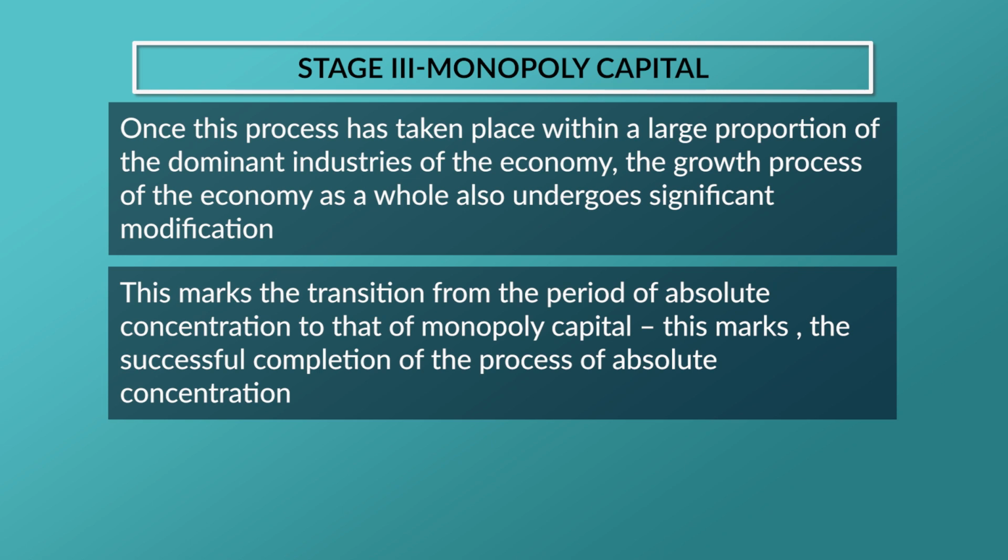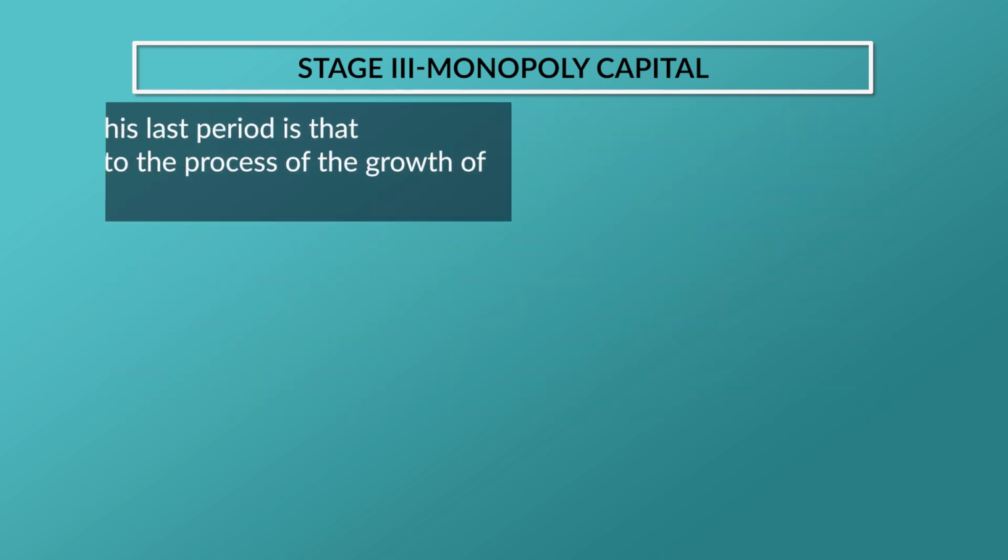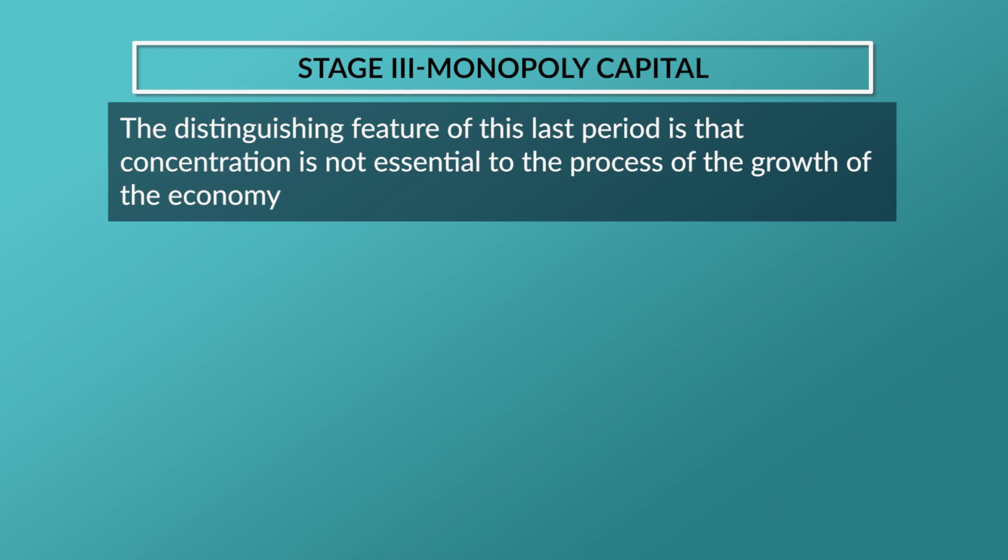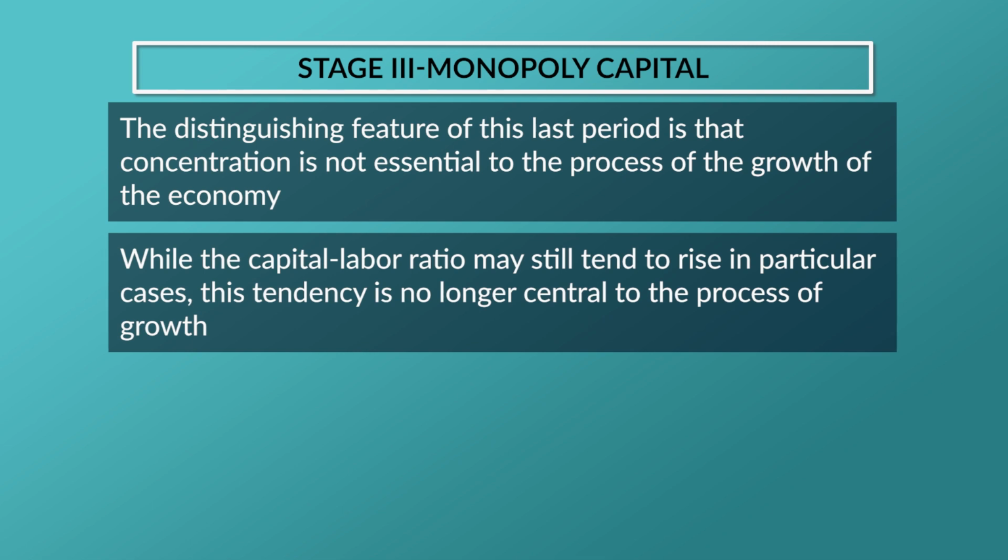This marks the transition from the period of absolute concentration to the period of monopoly capital. In other words, this marks the successful completion of the process of absolute concentration. The distinguishing feature of this last period, the period of monopoly capital, is that concentration basically is not essential to the process of the growth of the economy. While in this period the capital-labor ratio may still tend to rise in particular cases, this tendency will no longer be central to the process of growth.